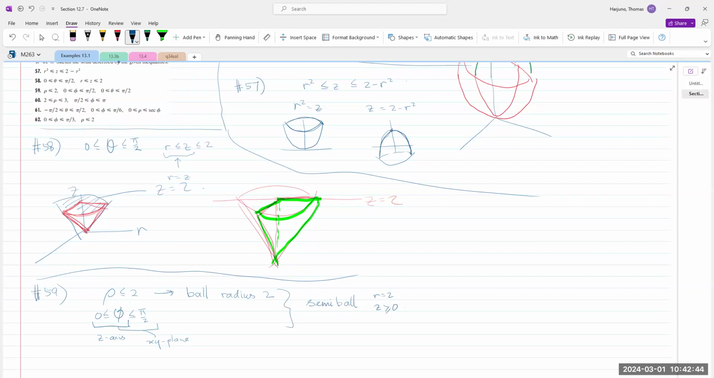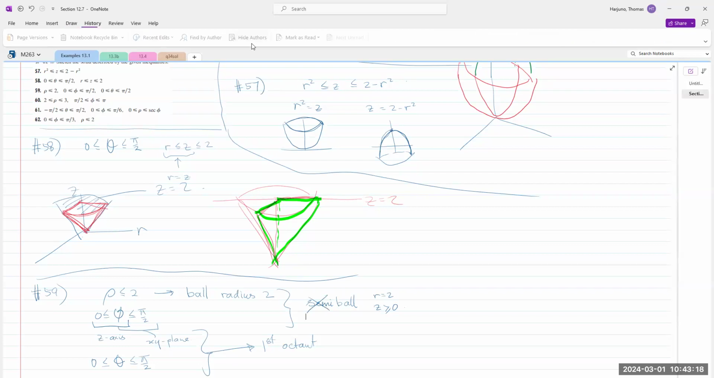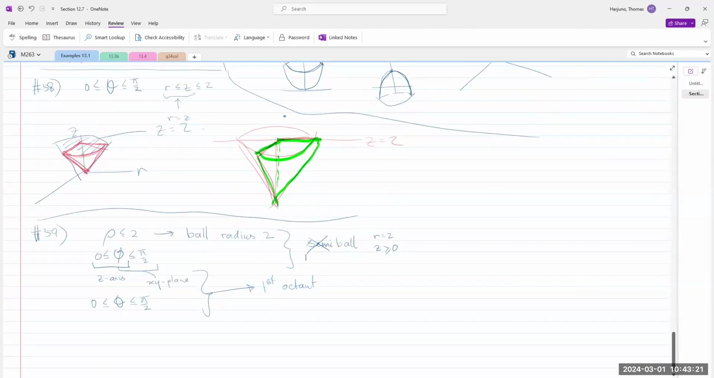But no, we are not done yet. And then we see theta is between 0 and pi over 2. Oh, so that means it is in the first octant, together with positive z, right? This is the first octant. So that semi-ball, we cut it further into half. It becomes just a quarter of a ball, huh? What will that look like then?